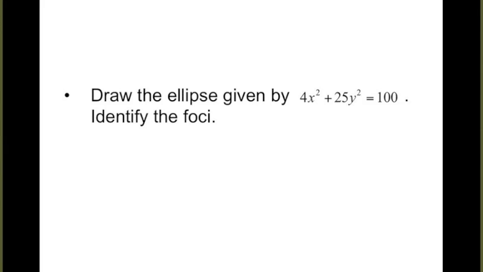So first, we need to get this thing in standard form, which means set equal to 1 with fractions in it. So what do I need to do? Divide by 100. I'm going to reduce those fractions. So 4 over 100 reduces to 1 over 25, and 25 over 100 reduces to 1 over 4.